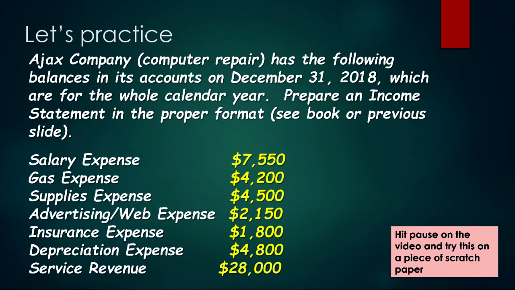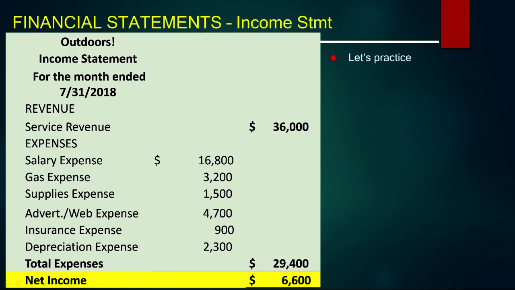Let's do some more practice, and I am going to ask you to hit pause and try this on a piece of scratch paper. This is a new company, Acct Company Computer Repair, has the following balances in its account on December 31st, 2018, which are for the whole calendar year. Prepare an income statement in the proper format. You can slip back and look at the previous slide, but remember the income statement only has on it revenues and expenses and the proper titles here: name of the company, income statement, and the time period.